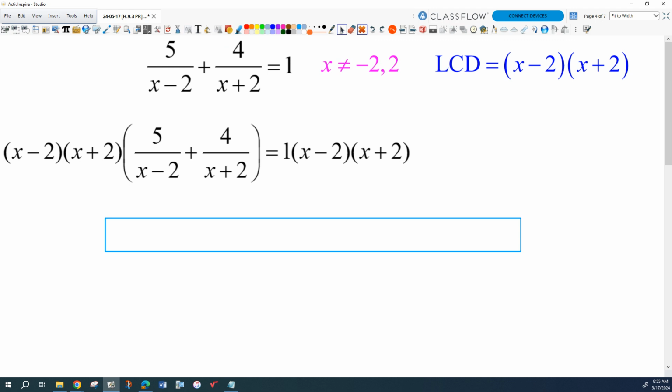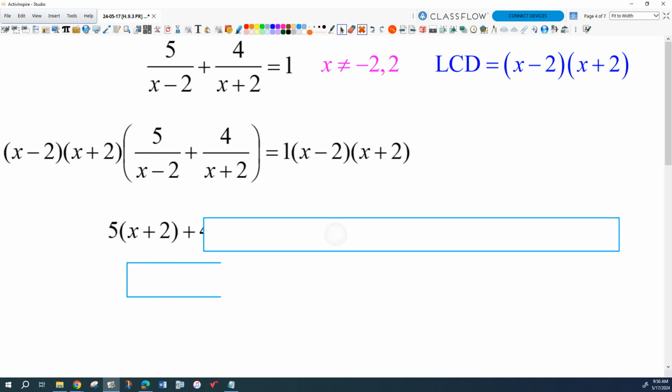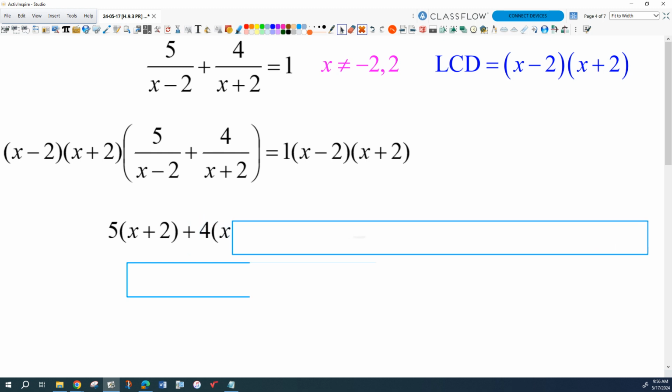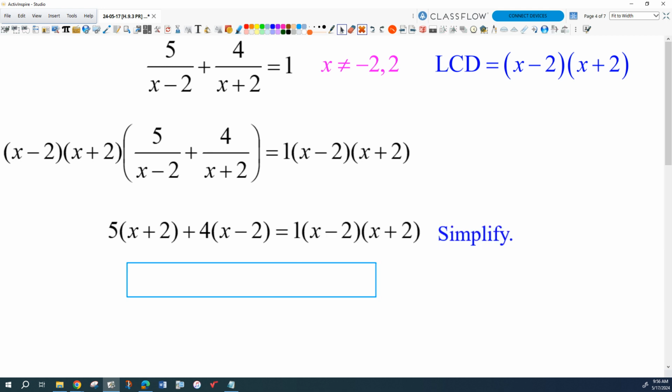So we multiply that through, the entire thing. When we multiply through on the left side, what are we going to get for our first term? 5 times the quantity x plus 2, plus 4 times the quantity x minus 2. Good job, equals that, right? So we could just multiply that out and see what we get.